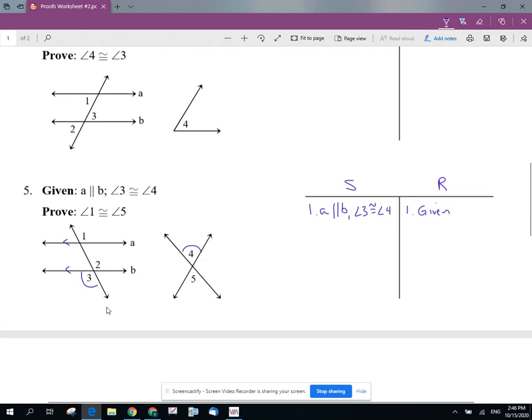Okay, well, now take a look, and what do you notice? Well, one thing that I notice is that we have vertical angles here. You could start in a couple places on this one. I'm going to start with the vertical angles. Angle 4 is congruent to angle 5.